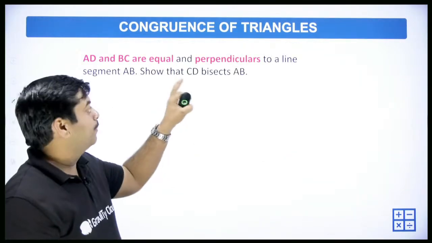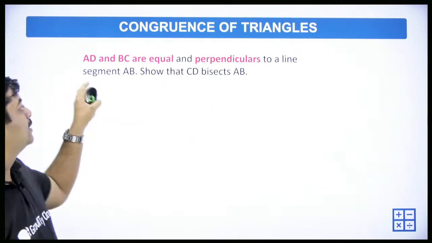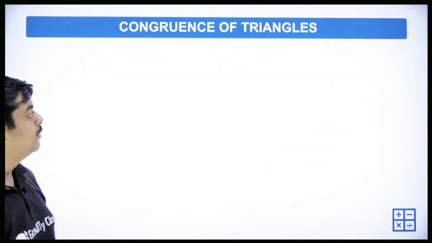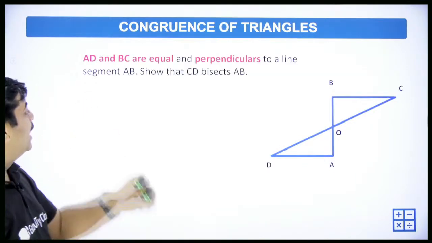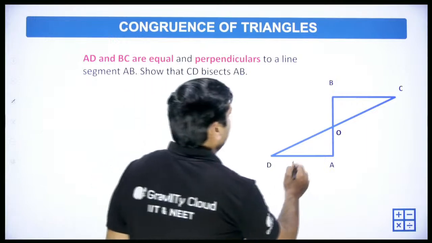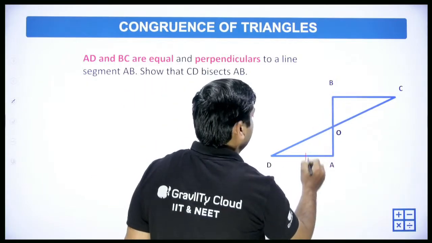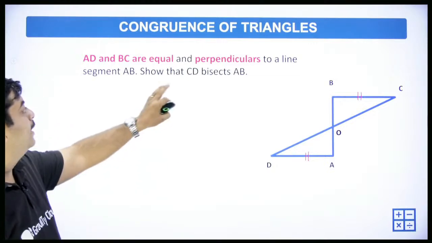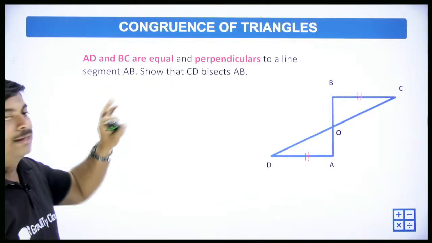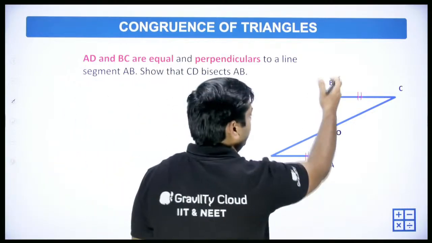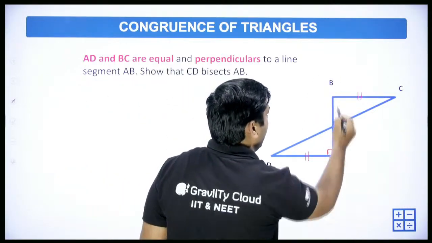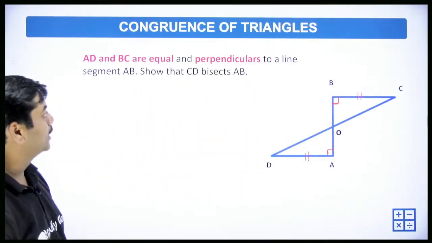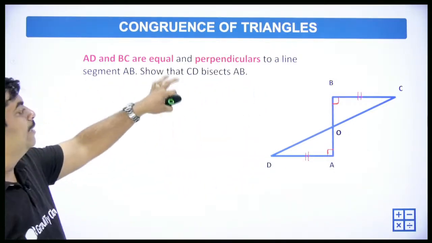AD and BC are equal and perpendicular to a line segment AB. Show that CD bisects AB. So what information are we having? AD and BC are equal and perpendicular to the line segment AB. That means these two lines are perpendicular to AB, so this angle and this angle are equal. That is what it is saying. Next, show that CD bisects AB.